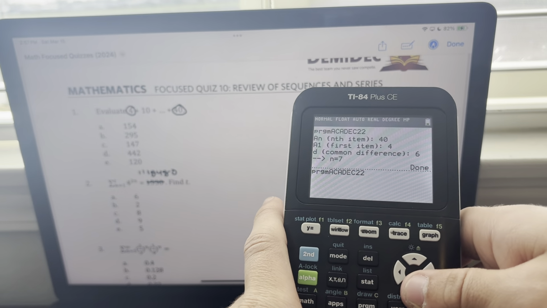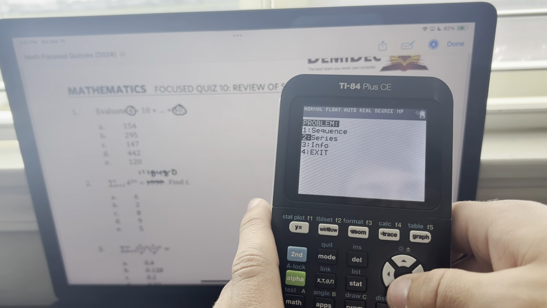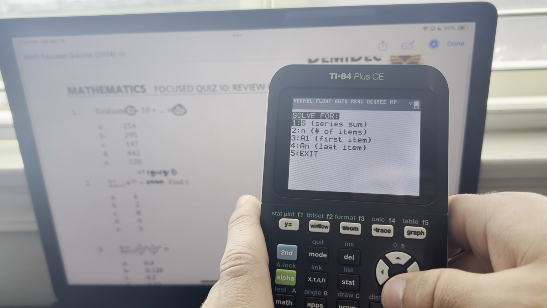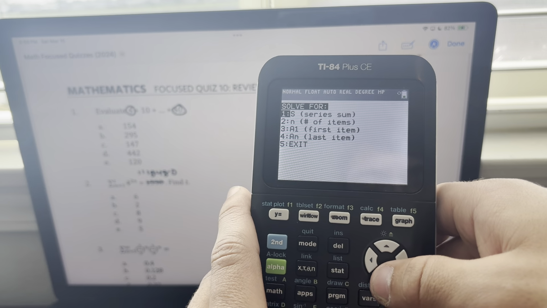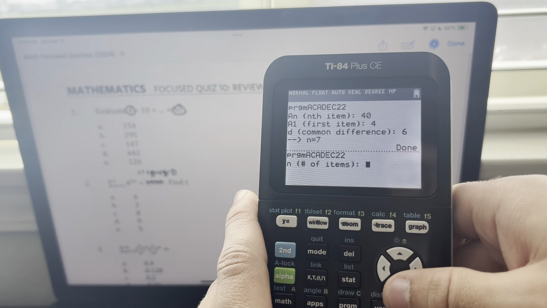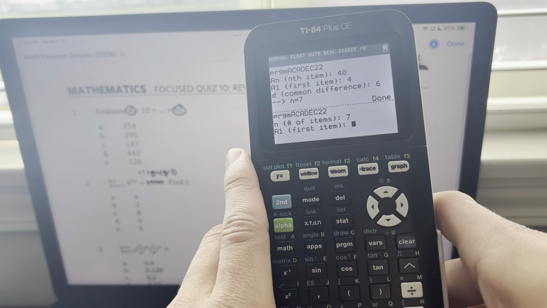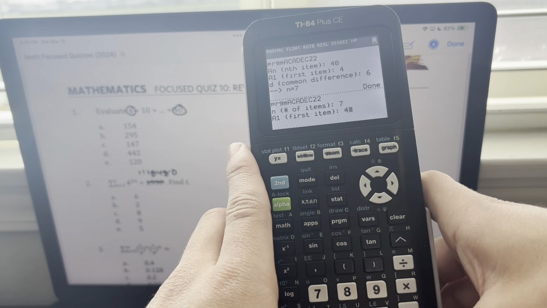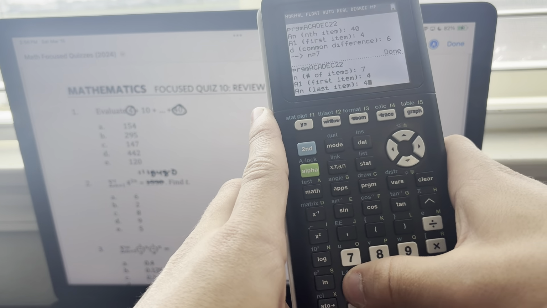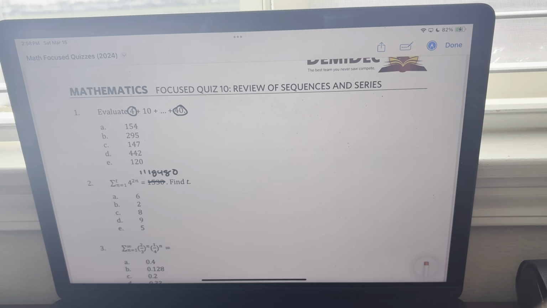Now, if we want to solve for what the actual total is, we go to arithmetic again, but this time we go to series. And so we can go ahead and go enter, and then enter. Whenever you want to click one of these things, you click enter. And so then you're going to go for series sum because we're trying to find the sum of them. We know there's 7 items based on our previous little program here. The first item is 4. Last item, 40. 154. So we can see on our answers, this is 154. And we didn't even need to do a single thing on paper because we had it all on the calculator.